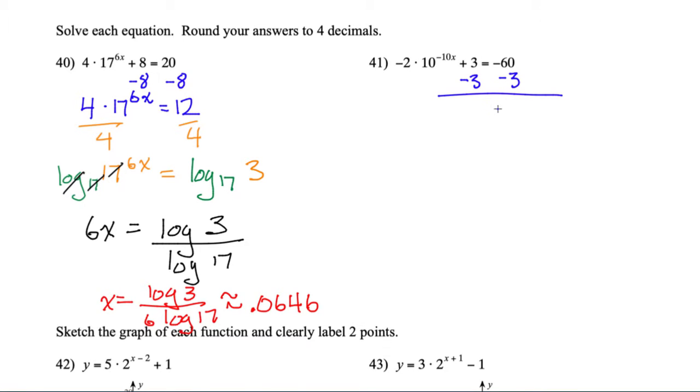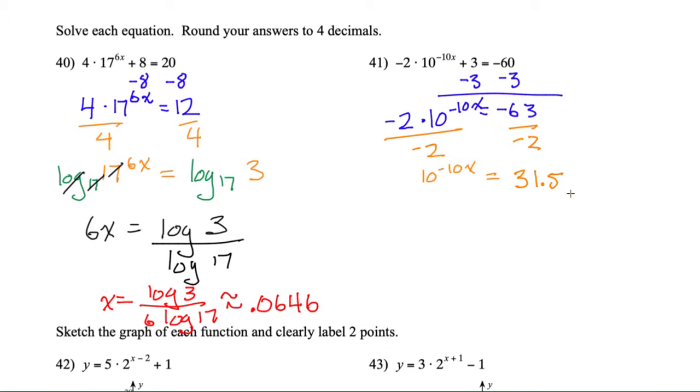I get negative 63 is equal to negative 2 times 10 to the negative 10x. Divide both sides by negative 2, and I now get 10 to the power of negative 10x is equal to, that's kind of gross. I'm going to leave it as 63 halves. Oh, no, I'm not. I'm going to change it to 31.5.